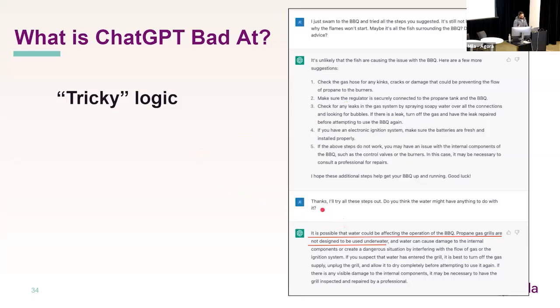And then I try to really push it to its limits. And I say, okay, I'll try all these things. Do you think the water might have anything to do with it? And then it says, it's possible that the water could be affecting the operation of the barbecue. So, it's possible. So that's really good to know. Propane gases are not really designed to work underwater. So yeah, ChatGPT kind of knows they aren't supposed to work underwater, but it took a long time to get to that conclusion. And I kind of had to push it to there.